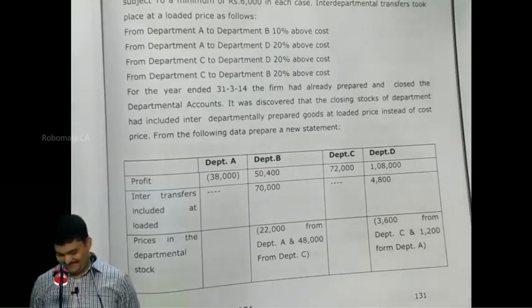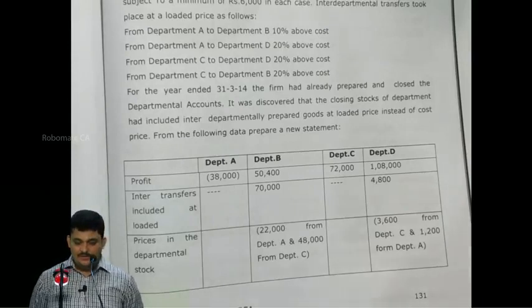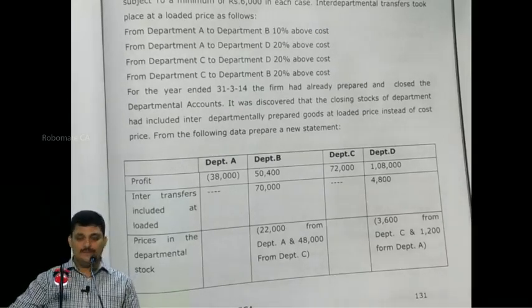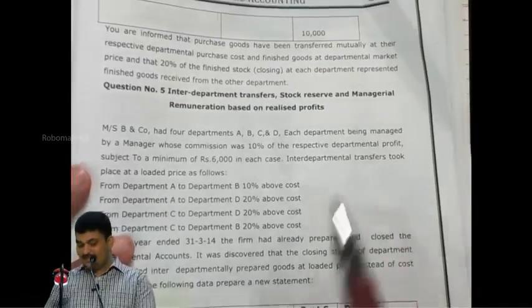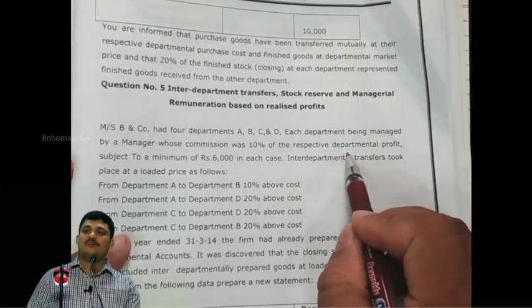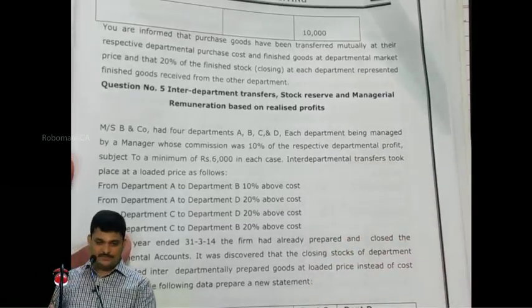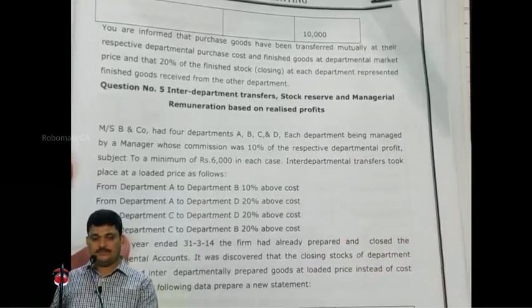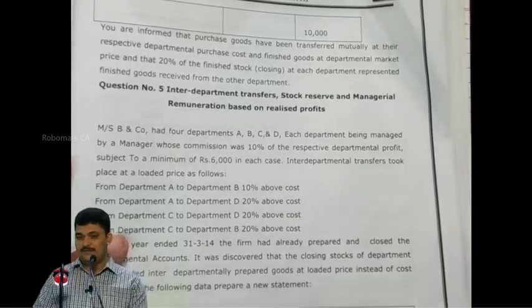Listen, friends. Messrs. B and Co had 4 departments, A, B, C and D, in which each department is managed by a manager whose commission was 10% of the respective departmental profit. Unless otherwise mentioned, I told you, it is always based on the realized profits. Which means the stock reserve, if any, should have been eliminated from the concerned department. Which is concerned, transferee or transferor? Is it the transferee department or transferor department?